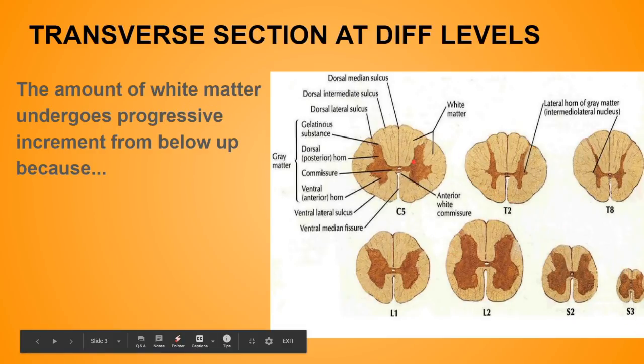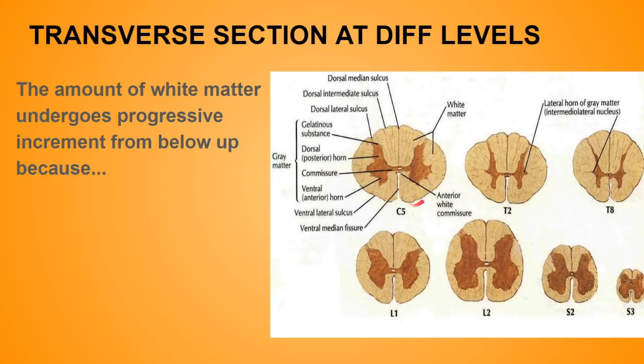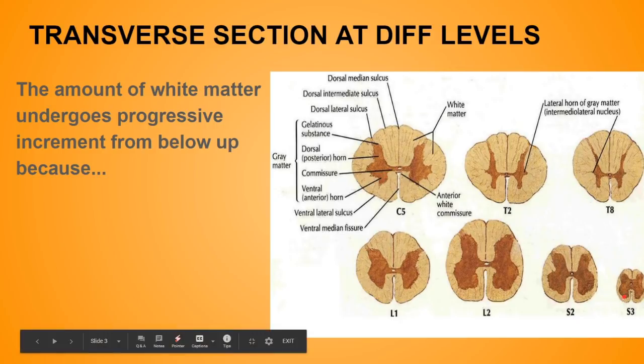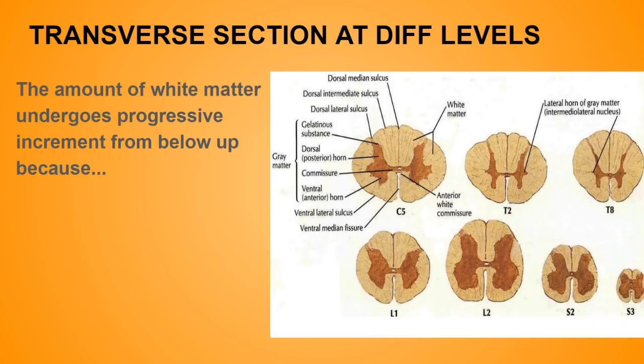As you can see, in the cervical region we have more white matter, while in the sacral it is the least. So as you go from above downwards, the amount of white matter decreases. And remember, the grey matter is in the largest amount in two regions, that is the cervical and the lumbar enlargements.